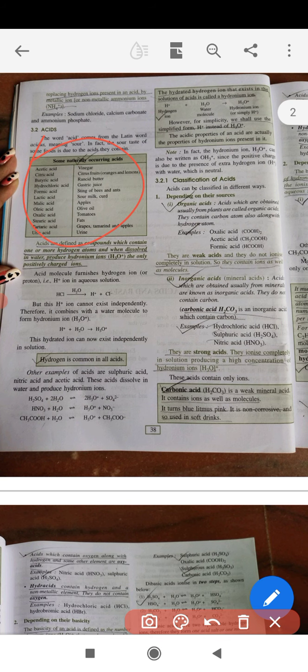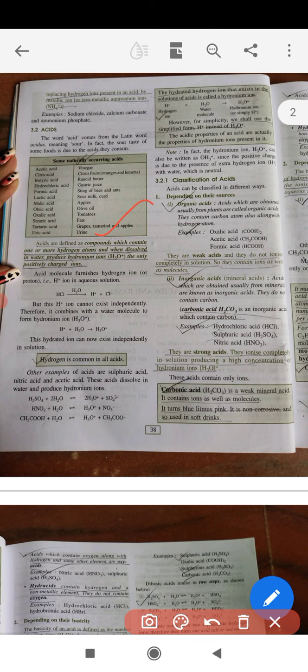And here are the examples: acetic acid in vinegar, and in orange and lemon there is citric acid. Butyric acid is in rancid butter. In our stomach, gastric juice contains hydrochloric acid, okay. Similarly malic acid, these are examples where different acids are present. Uric acid is present in urine, it is very important also, a 1 mark question can come, so everybody remember this table.